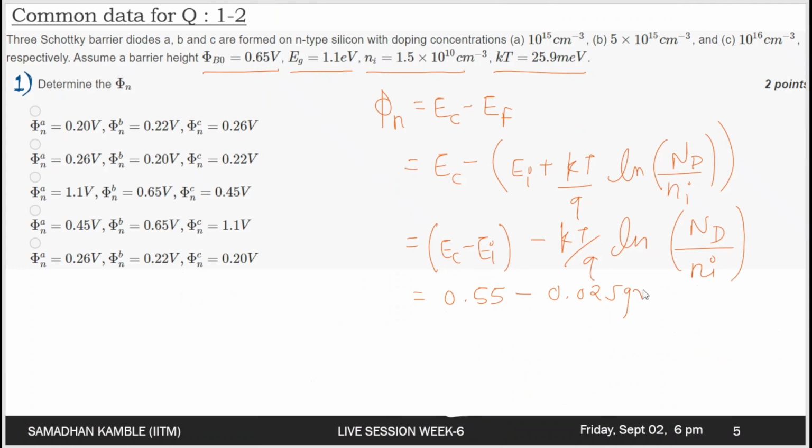So we'll have 0.0259 times ln of, let us consider one concentration first, that is 10 to the power 15 divided by Ni, the intrinsic charge carrier concentration, that is 1.5 times 10 to the power 10. If you just solve this, you will get the value of phi n for Nd equal to 10 to the power 15 per centimeter cube as 0.26 electron volt.